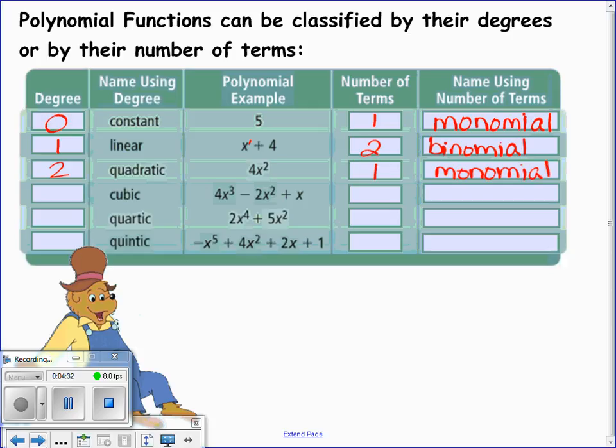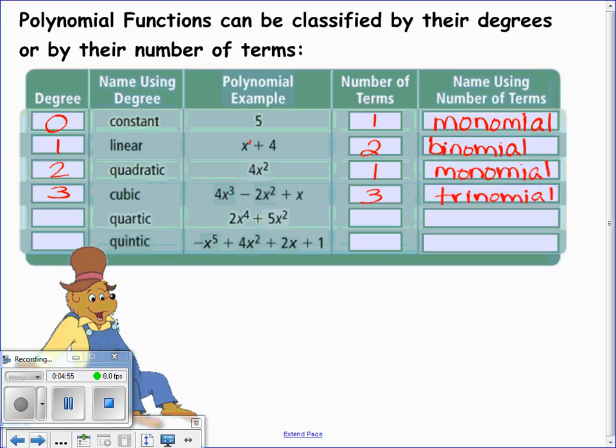All right, cubic is x to the 3rd, or 3rd degree. How many terms does this one have? 3. What do you call something with 3 terms? Trinomial. What'd you say? A tri is too hard? I think of a tricycle. It has 3 wheels.